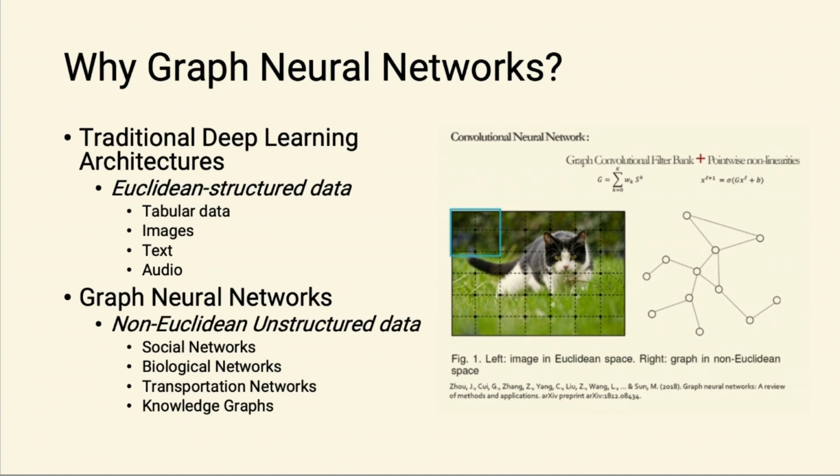Whereas such type of a space does not necessarily work for representing all types of data. For example, social networks, biological networks, transportation networks, and knowledge graphs are quite complicated, and they don't necessarily fit into Euclidean spaces. So we categorize them as non-Euclidean unstructured data that can only be modeled or represented by graphs, and that's really the crux of why graph neural networks are necessary.